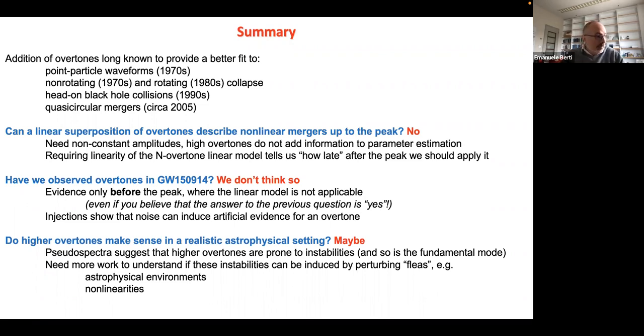And the more fundamental question, since I'm talking to mathematicians, is, does it even make sense to fit higher overtones? And I am not convinced. The reason I am not convinced is that in a realistic astrophysical situation, either accretion disks or matter, or nonlinearities within GR in vacuum, can be seen as perturbations on top of linear perturbations. And these additional bumps can destabilize the original linear spectrum. Whether this has observational implications needs more work.